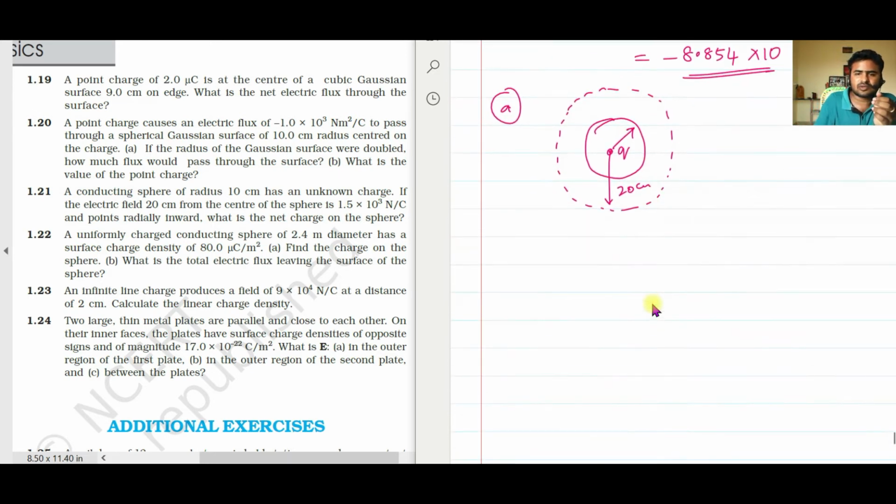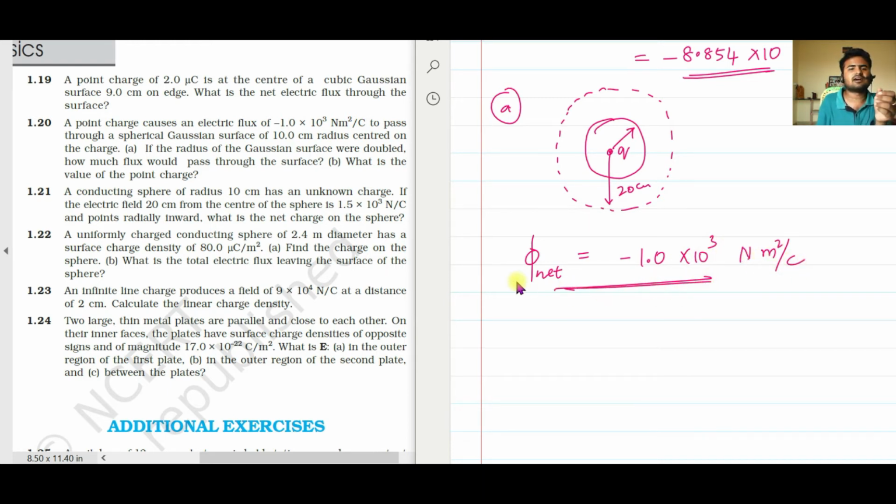Okay, so the net flux will be the same as the initial flux, which is minus 1.0 into 10 to the power of 3 Newton meter square per coulomb. That will be the flux. Flux never gets altered because flux depends on the total charge present within the closed surface.